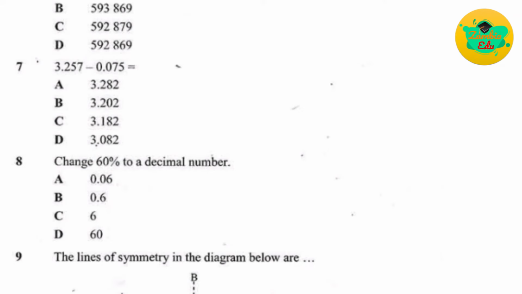All right, we are getting there. Question number 7 is requiring us to subtract. It's saying subtract 3.257 minus 0.075. So we need to subtract that. For us to be able to subtract, we're going to rearrange in this order: 3.257 minus 0.075. Make sure that the point is in the same line.